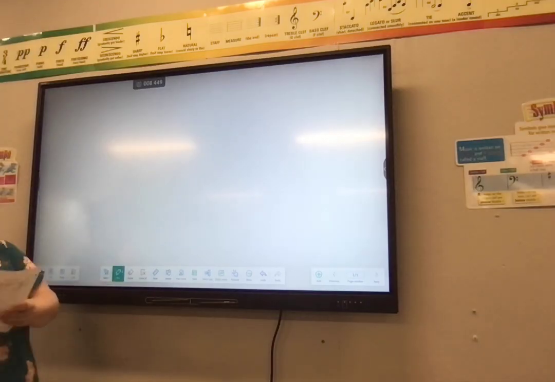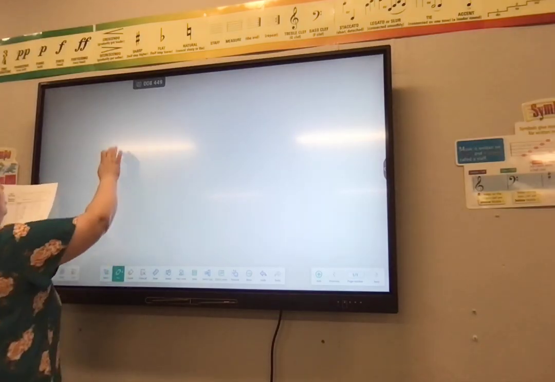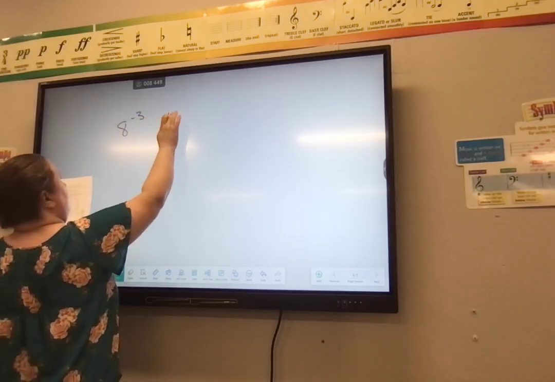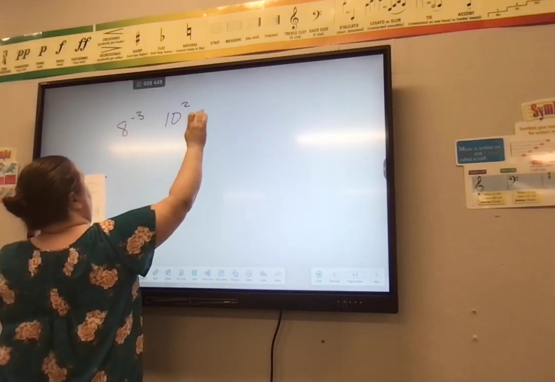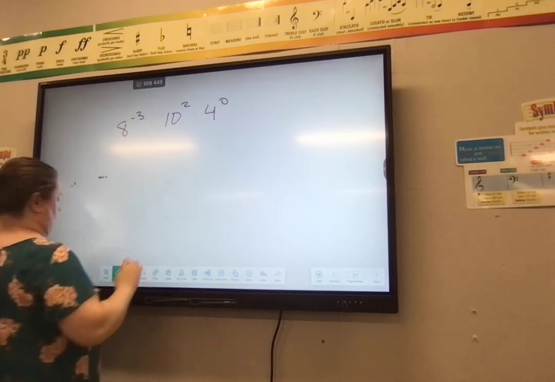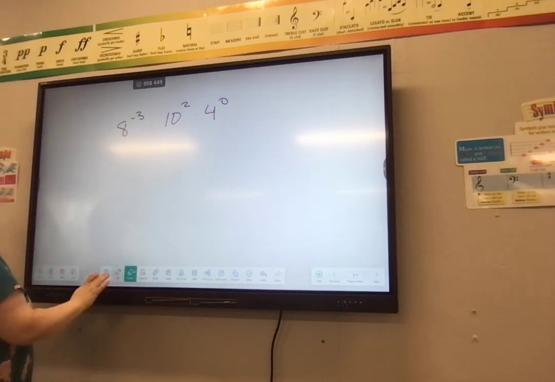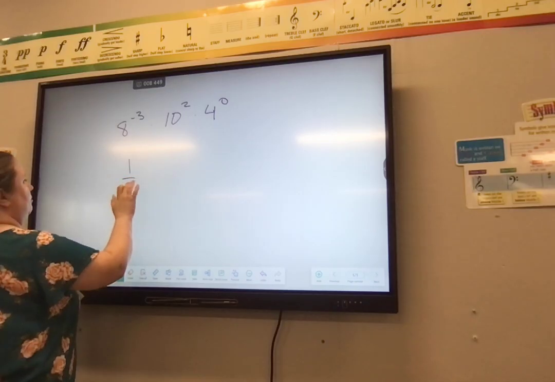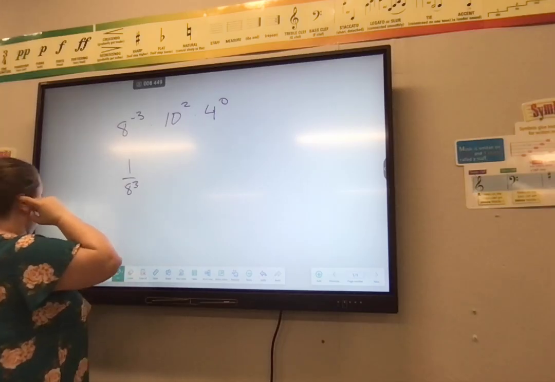All right, let's do 24, just because it looks hectic. It's really not bad. Okay, so we have to simplify these 3 expressions. How would we simplify the first one? 1 over 8 to the power of 3. Does everybody agree? Yes. Correct. 1 over 8 to the power of 3. The second one, what do we need to do to that one?